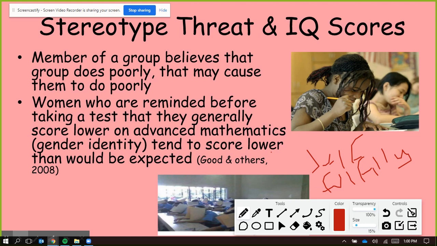There's also something, I don't have it on here, called stereotype lift. If you're told beforehand, oh, it's a math test, and you're Asian, Asians usually do really well on math tests, they actually tend to. Positive stereotypes can lift you up and make you perform better than you normally would.